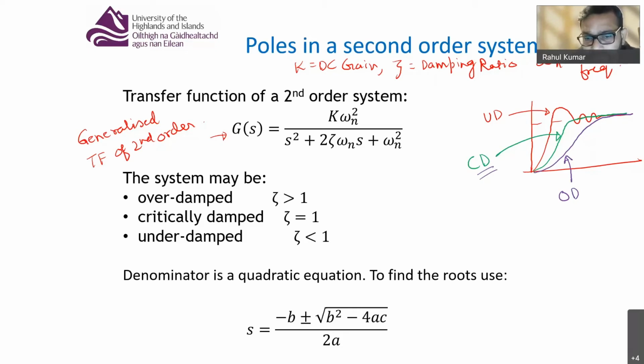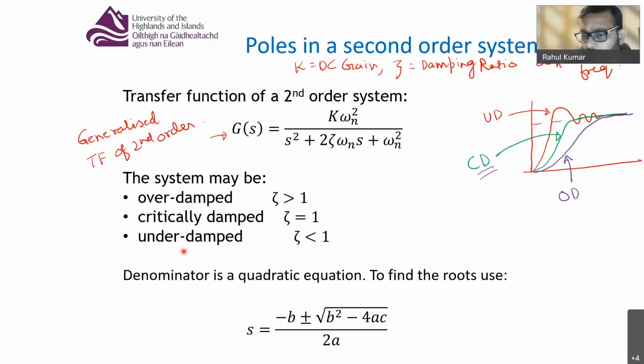all these values depend on the damping ratio, zeta. The value of zeta decides whether my system will be underdamped, critically damped, or overdamped. Right? So if the value of zeta is greater than 1, then the system is overdamped. If it is equal to 1, my system is critically damped, and if it is less than 1, it is underdamped. We have discussed this.